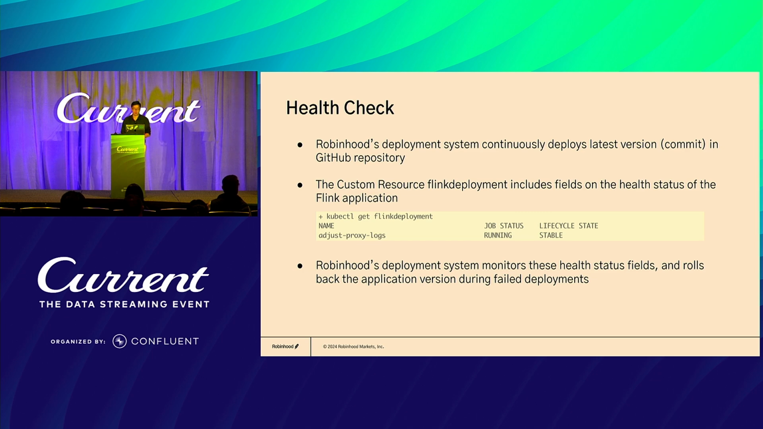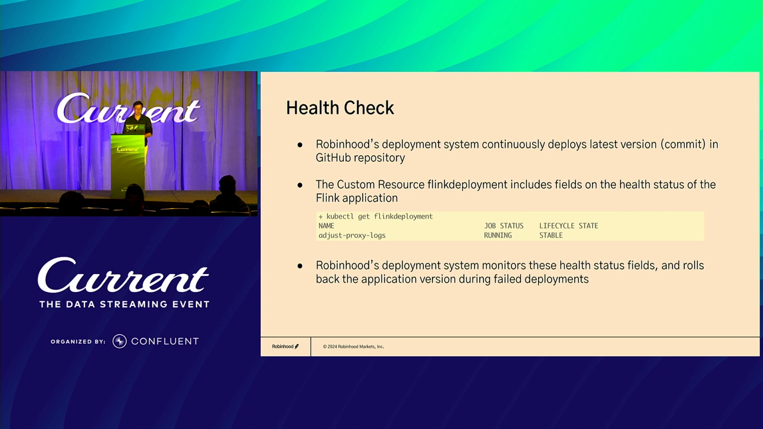When the Flink application is deployed, the job status and lifecycle state fields progress through different values as the application is coming up. And over here on the slide, you can see an example of the job status and lifecycle state field of a Flink deployment custom resource. When the application is healthy, the job status field becomes running and the lifecycle state becomes stable.